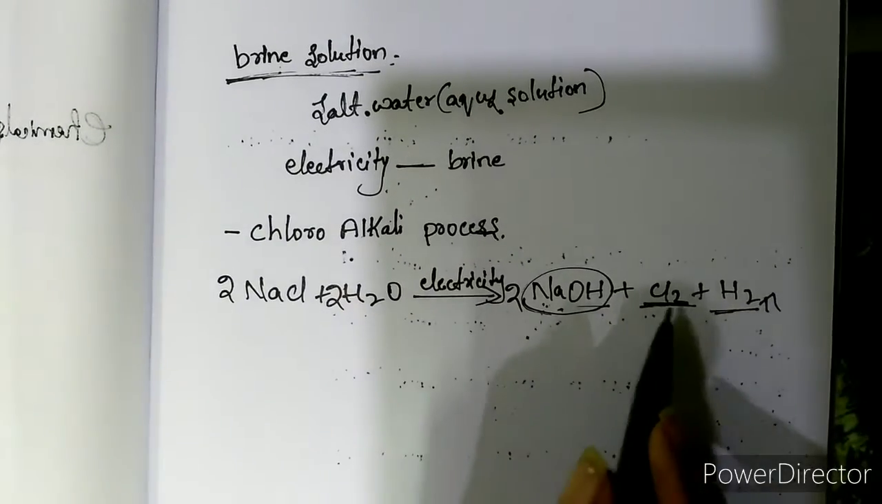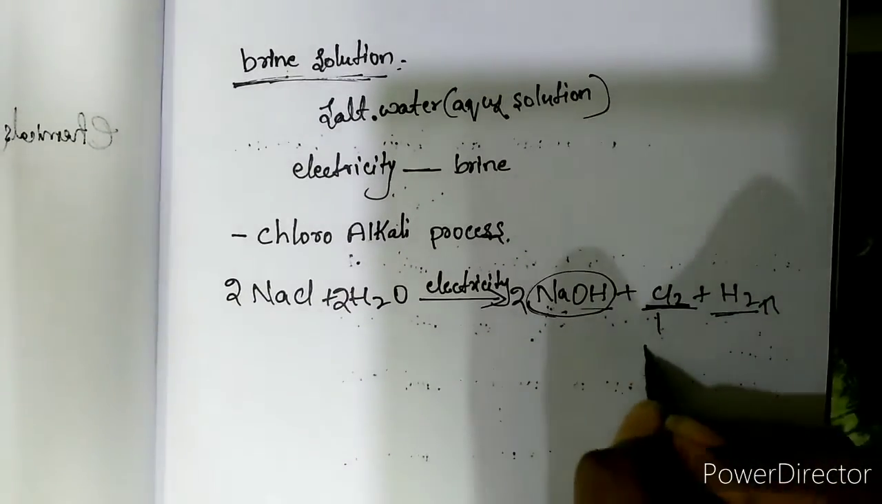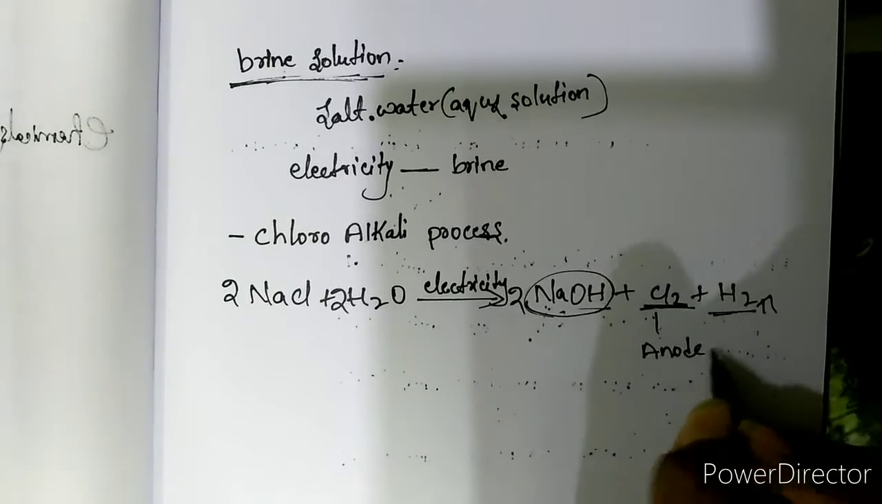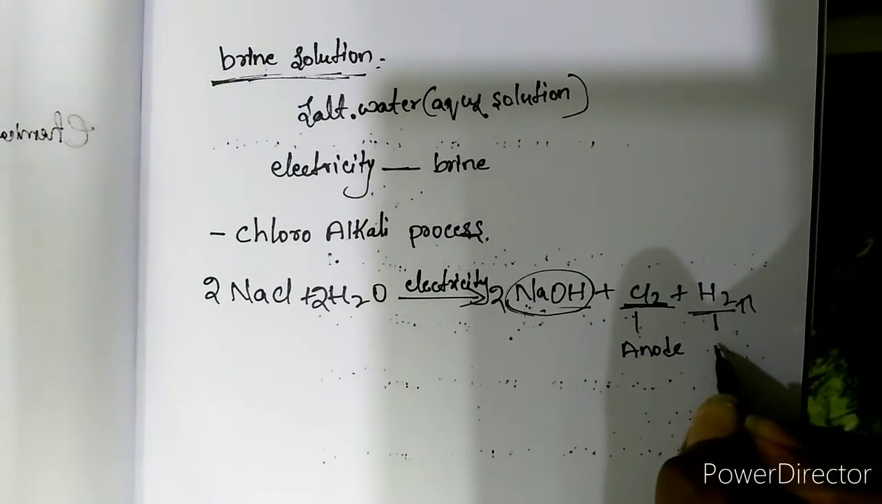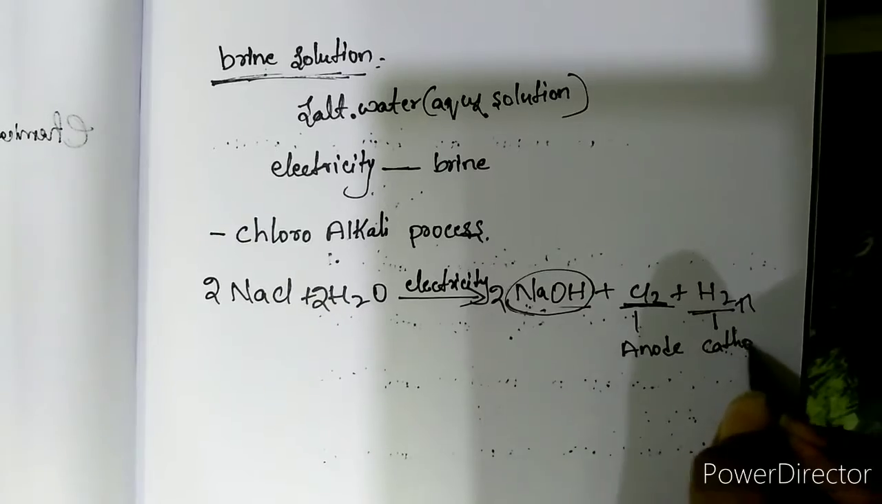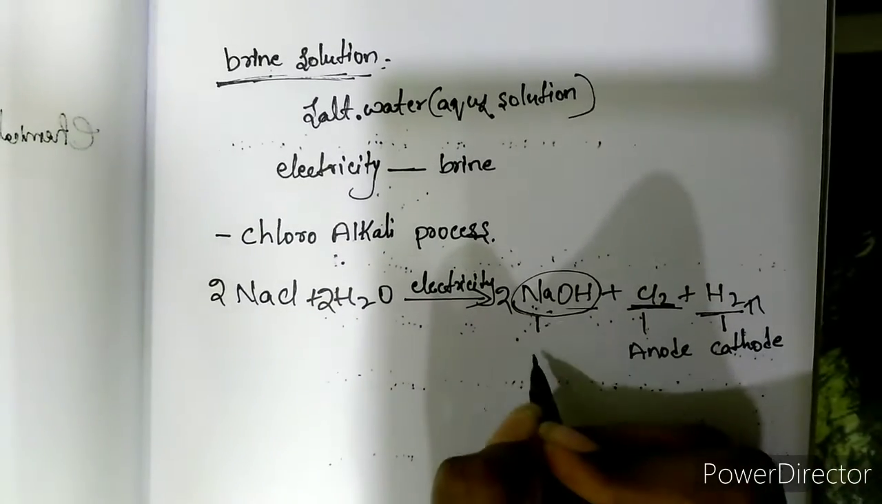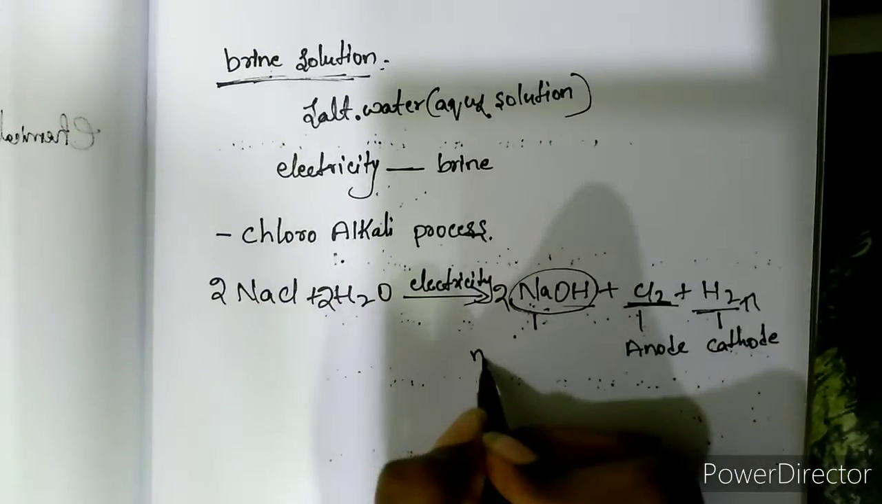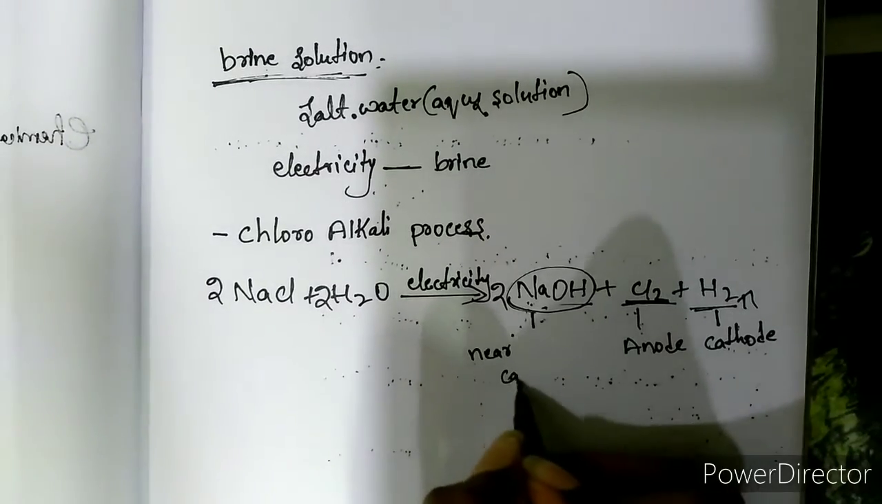In this, chlorine gas is formed at the anode, hydrogen gas is formed at the cathode, and this caustic soda, nothing but sodium hydroxide, is formed near the cathode.